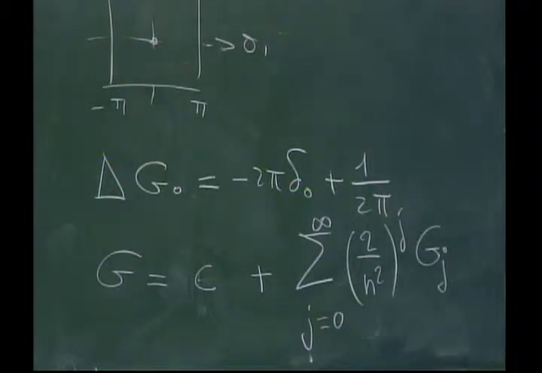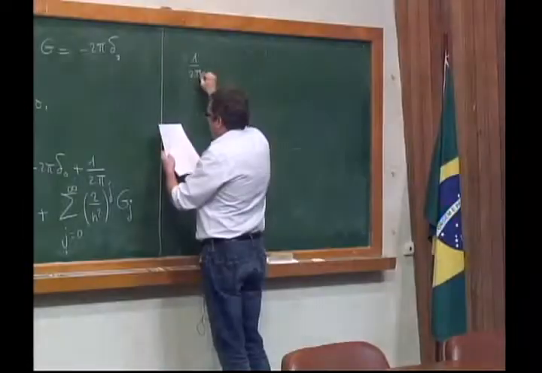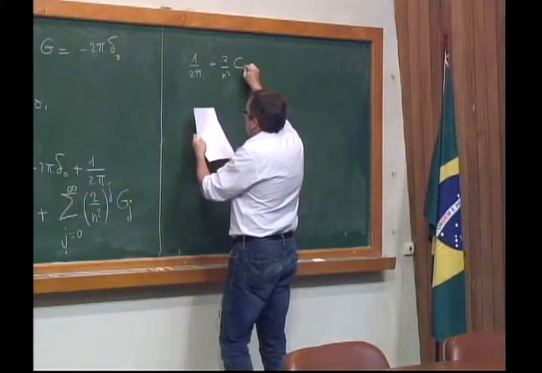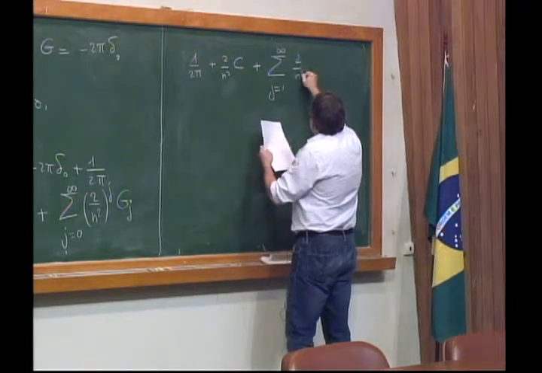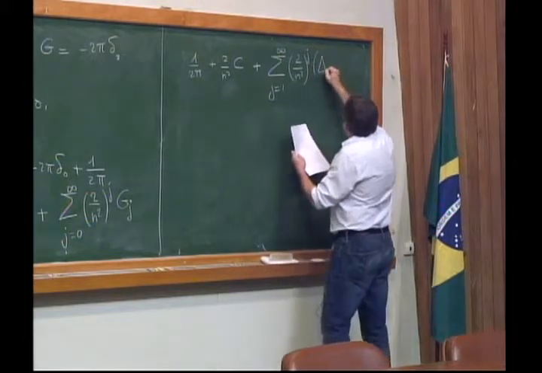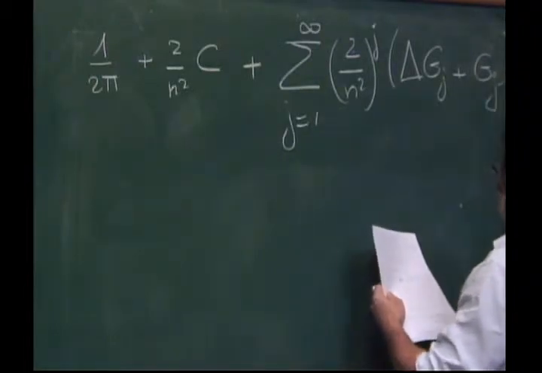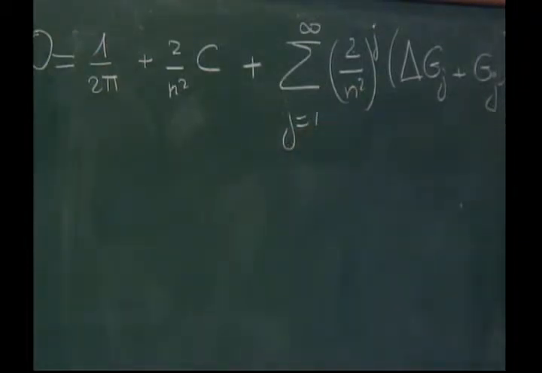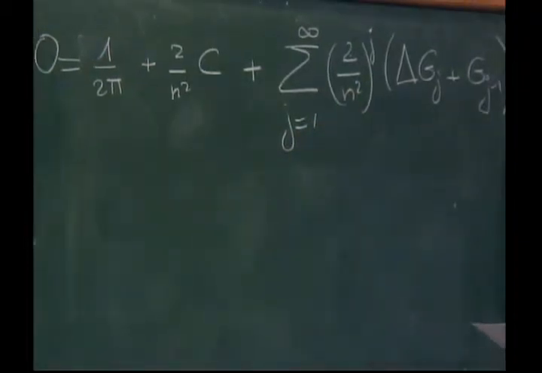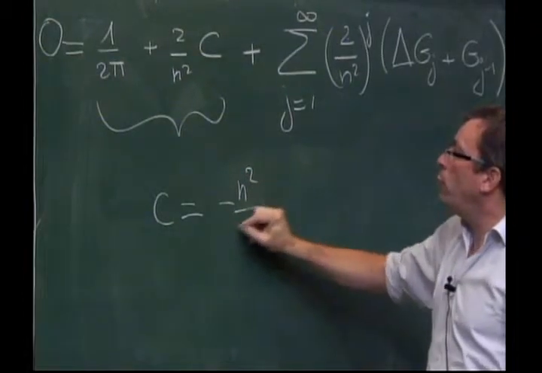If you plug this into this equation, what you obtain is very simple. The equation reduces to 1 over 2 pi plus 2 over n squared times c plus the sum j equal 1 to infinity of 2 over n squared to the power j times Laplacian gj plus gj minus 1 equals 0. So you can see that if you want this to be equal to 0, it's not so complicated. First of all, you can choose the constant c to be equal to minus n squared over 2 pi.